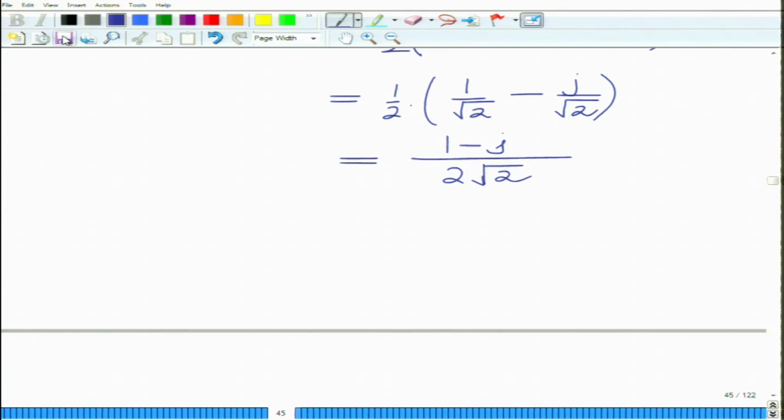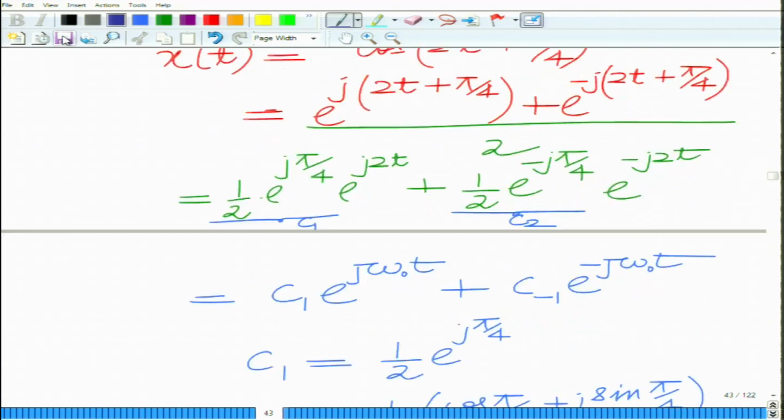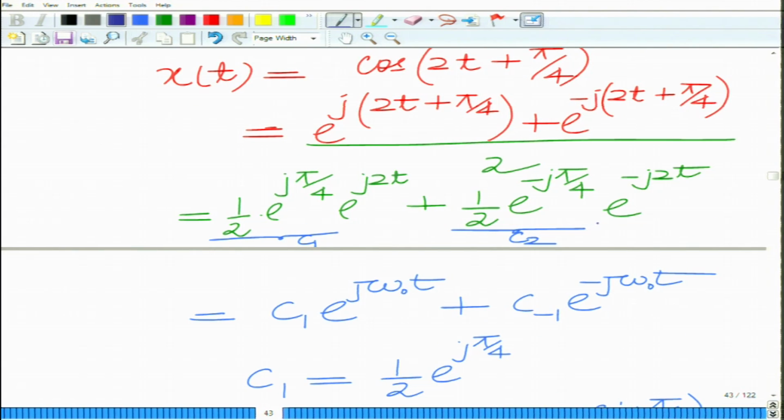And you can clearly see from this that, since this is expressed simply as a combination of e raised to j 2t and e raised to minus j 2t, all the terms Ck for k not equal to plus or minus 1, that is C0 as well as C2, C minus 2, C3, C minus 3, etc.